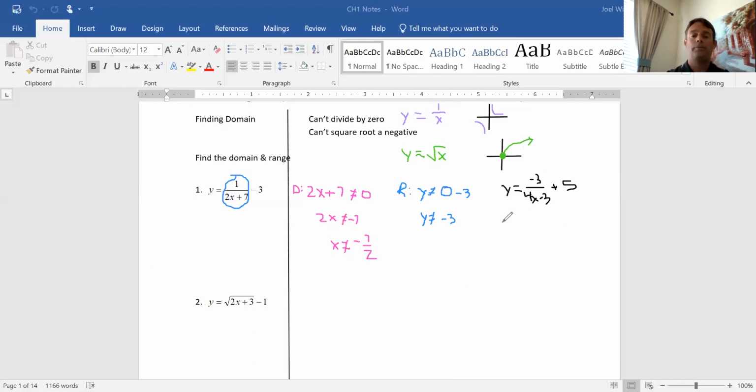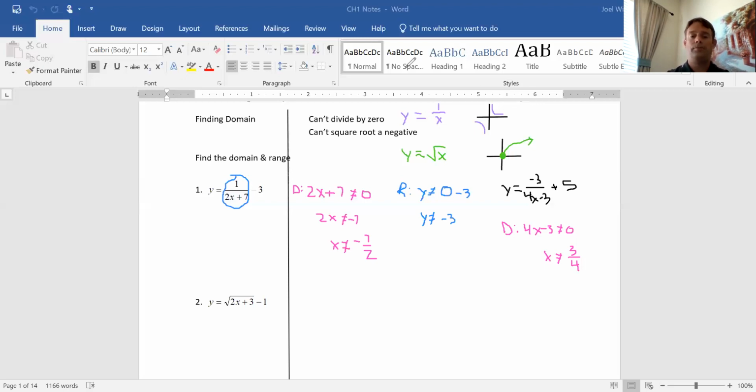All right, here we go. For our domain, we said the denominator can't be equal to 0. So I'm going to take my 4x minus 3, and I'm going to say this right here cannot be equal to 0. That means that x cannot be equal to 3/4. So that's my domain. My domain is all real numbers except x cannot be equal to 3/4.